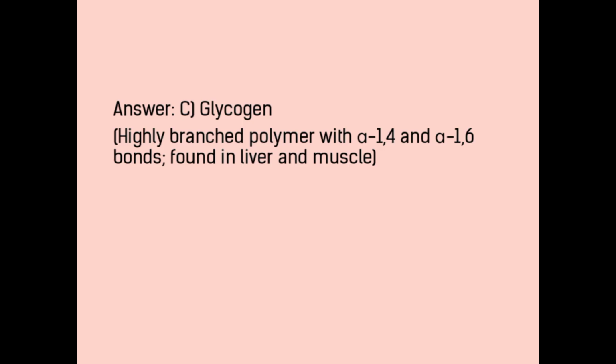But this question can be twisted, and it can be: the main form of storage of glucose in plants is what? The answer will be starch. For animals, it's glycogen. And a sub question: which enzyme breaks down glycogen? So think of the answer.